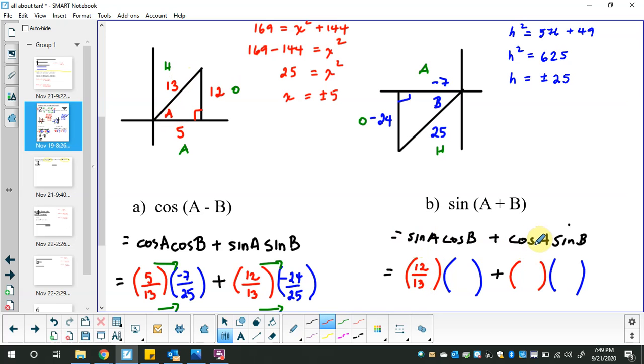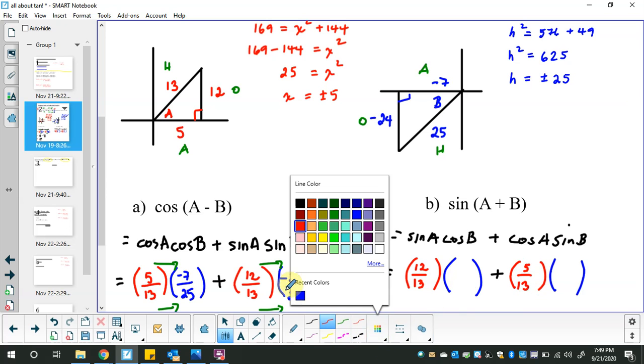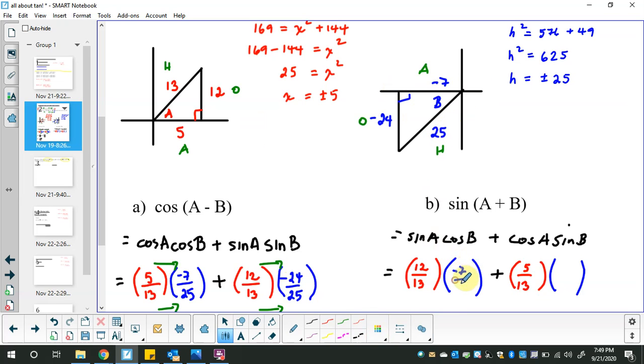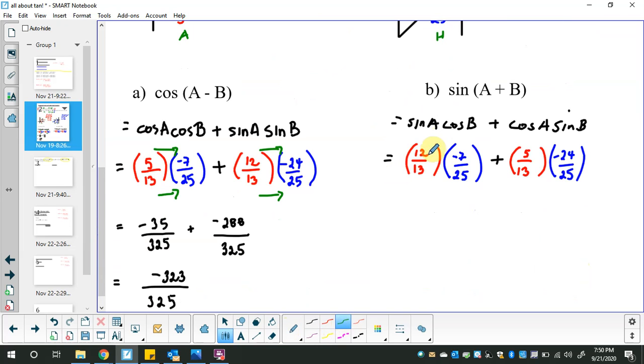If you want to, you can do the cos of A at the same time, adjacent over hypotenuse. I'm going to do that so I can keep my red pen out. Switch to blue for me. Cos of B, so go over to picture B and do cos, which is adjacent over hypotenuse. And then the sine of B, so still on the B picture, sine is opposite over hypotenuse. And then just like before, multiply across the top, multiply across the bottom, multiply across the top, multiply across the bottom.